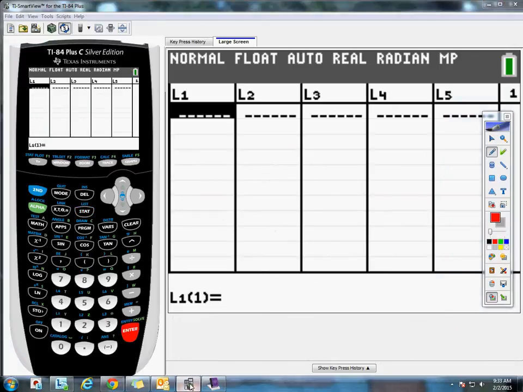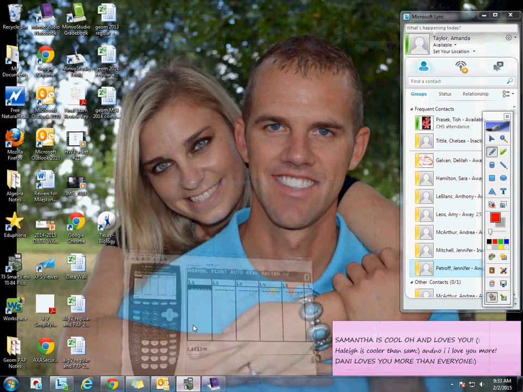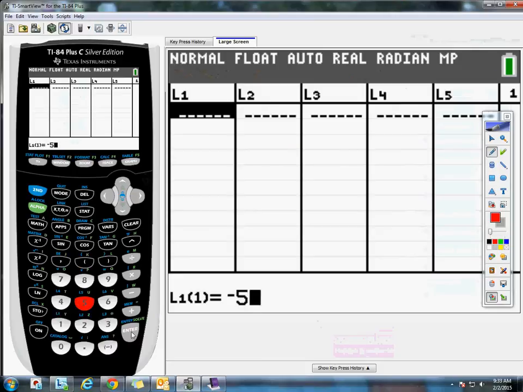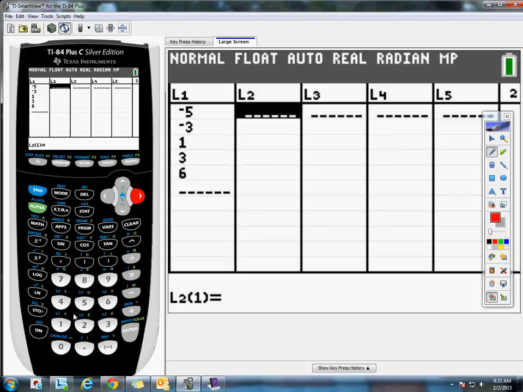Okay, so set edit in L1, we have -5, -3, 1, 3, and 6. And L2 are those y values, which is 13, 5, -11, -19, and -31.